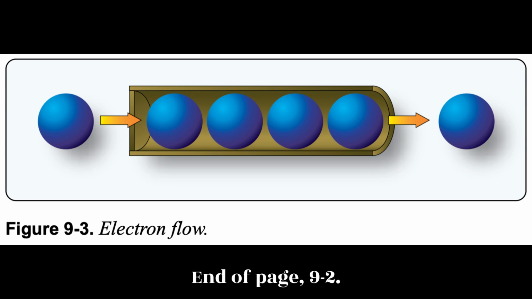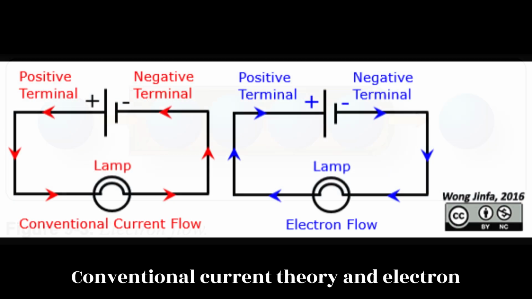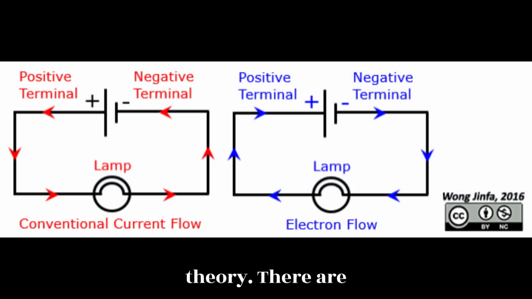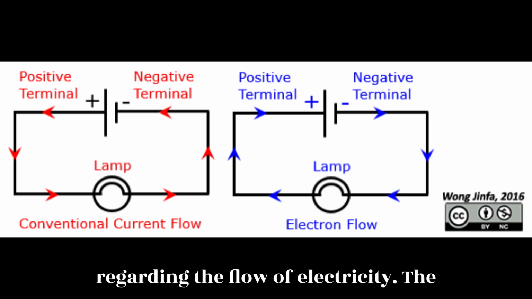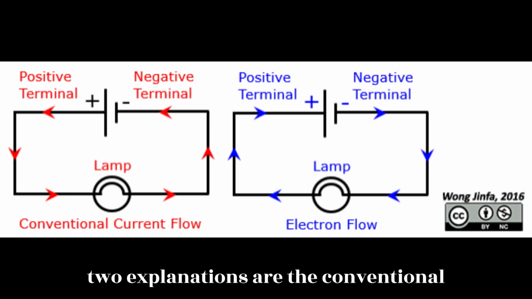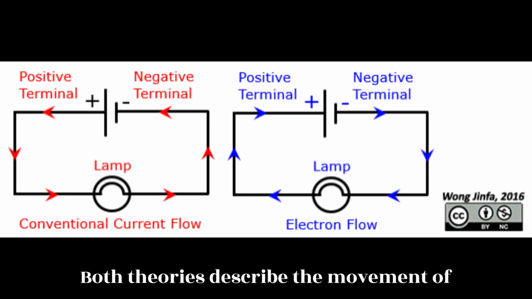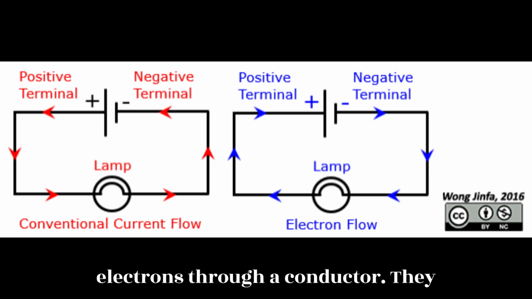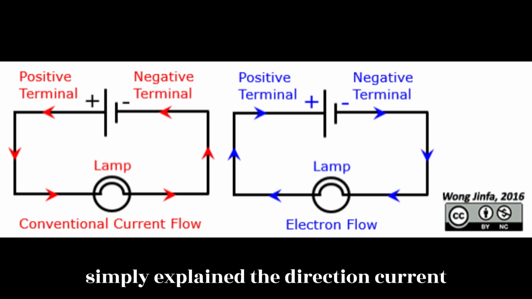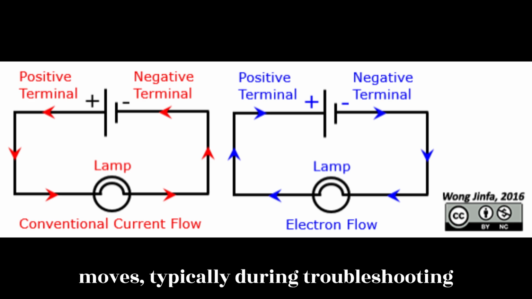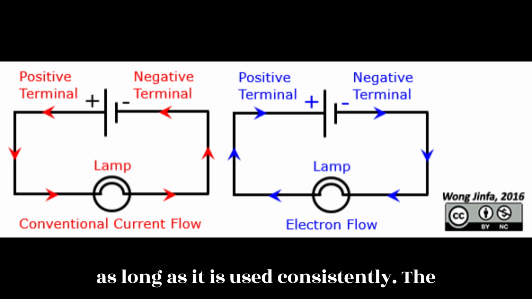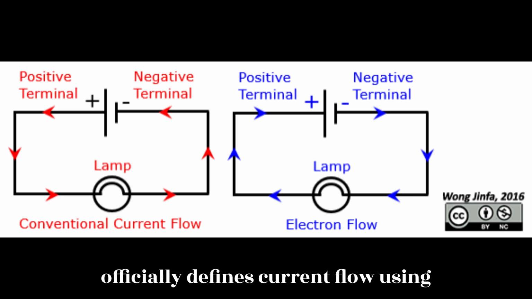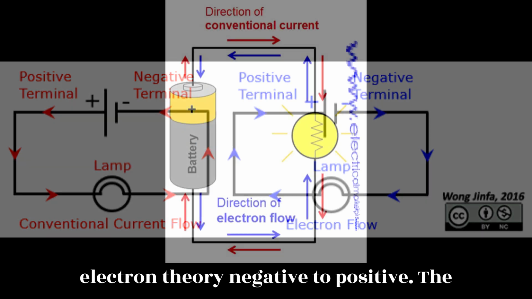End of page 9-2. Conventional current theory and electron theory. There are two competing schools of thought regarding the flow of electricity. The two explanations are the conventional current theory and the electron theory. Both theories describe the movement of electrons through a conductor. They simply explain the direction current moves. Typically during troubleshooting or the connection of electrical circuits, the use of either theory can be applied as long as it is used consistently. The Federal Aviation Administration, FAA, officially defines current flow using electron theory, negative to positive.